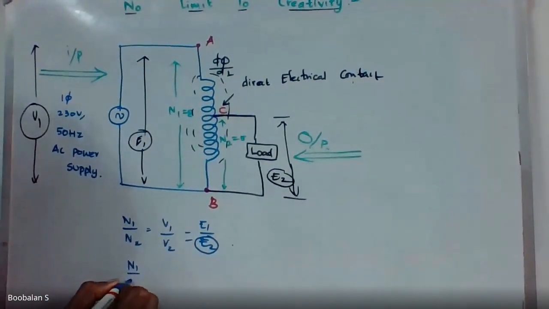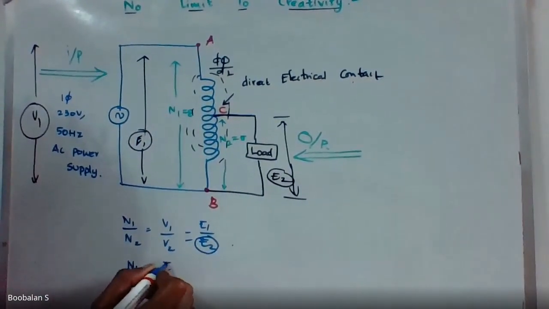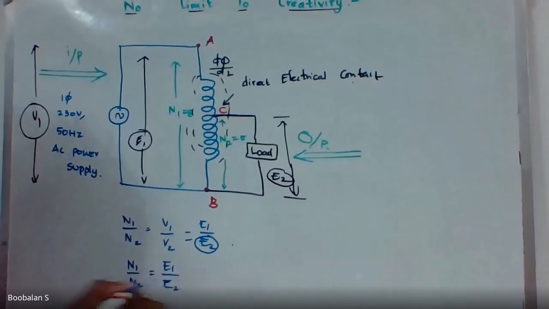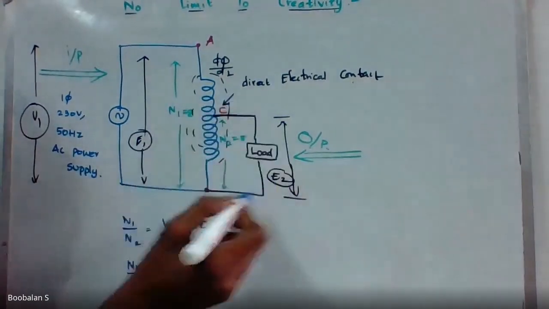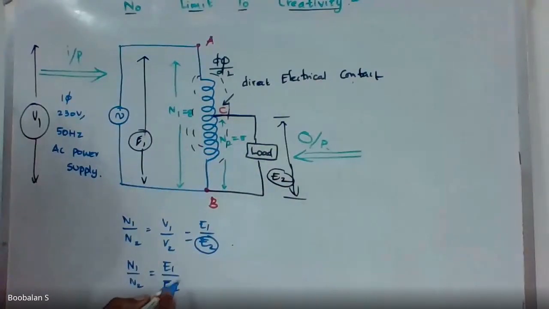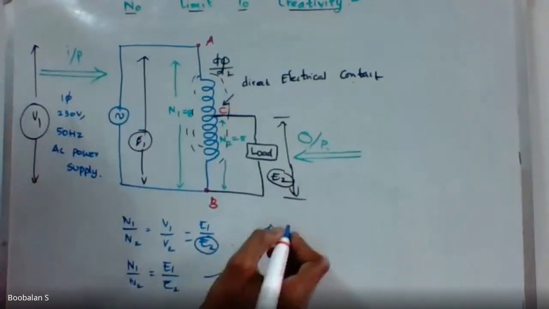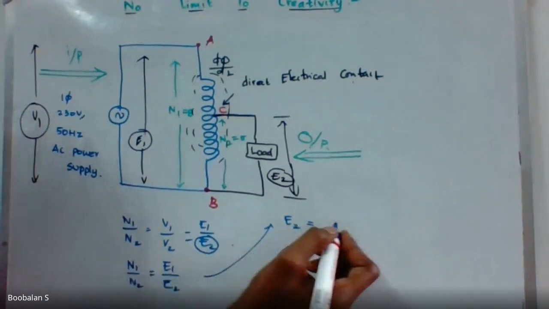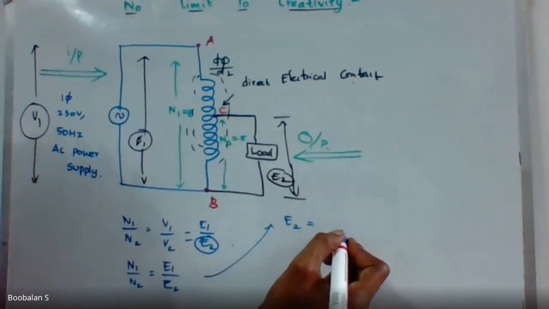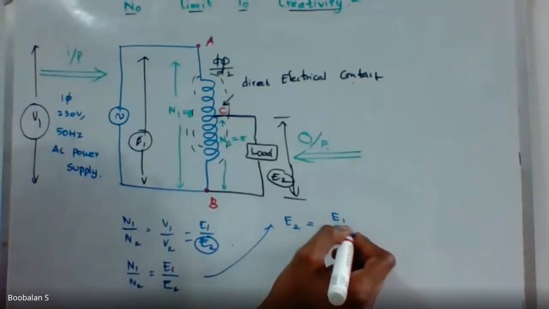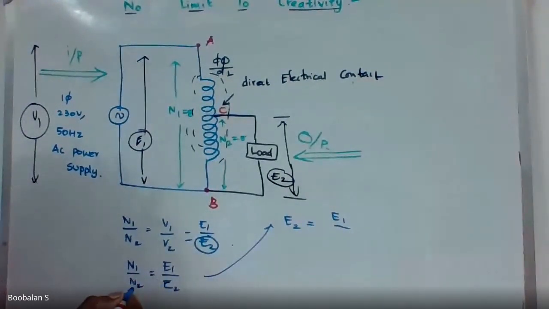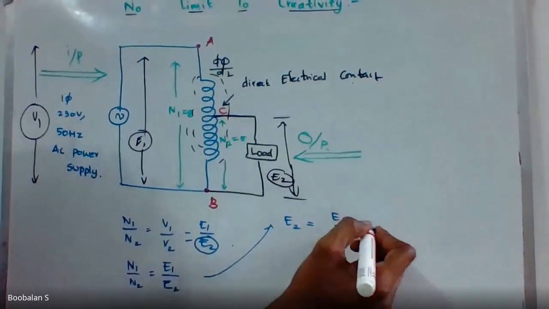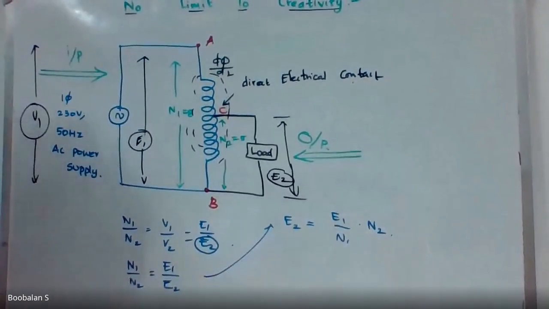So N1 by N2 equals E1 by E2. I need to find out how much voltage is going to be set up on my secondary side. That's my question. So now I'm going to rearrange the equation. E2 is the only unknown variable I need to find out. So what happens now? E2 equals E1 by N1 into N2, am I correct? So this equation will become like this, right?